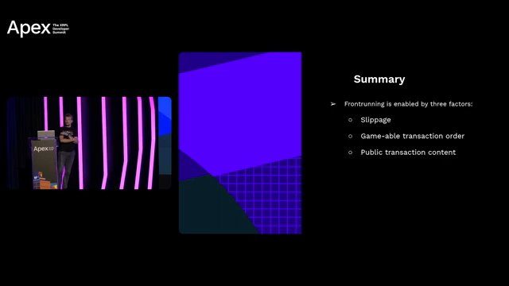So front-running is enabled by 3 factors. A, the fact that slippage is part of AMMs. So that means traders have to introduce slippage tolerance into their deals to account for slippage. The second is the fact that there is a way to game transaction order. On Ethereum, this is easy by paying higher or lower transaction fees. On XRP ledger, this is more difficult because there's no direct way to influence the transaction order.